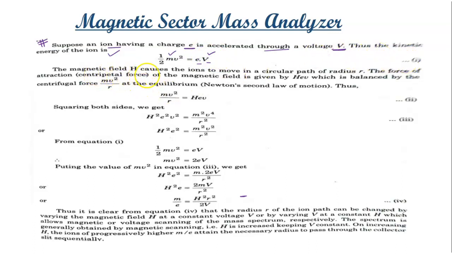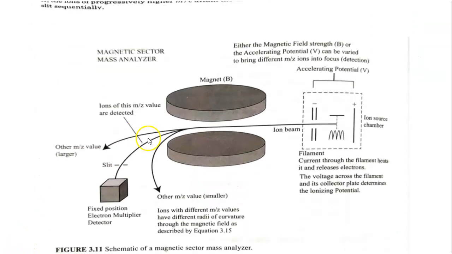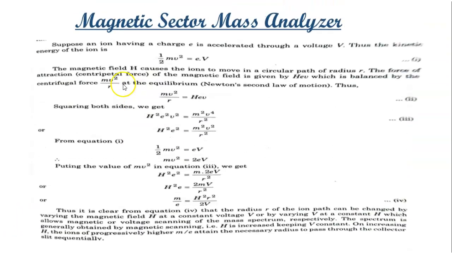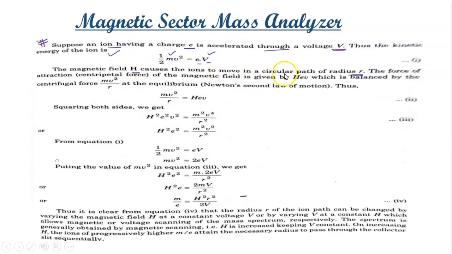Now what is happening, your magnetic field H is causing the ions to move in a circular path of radius r. You can see over here in that particular diagram, your ions are moving in a circular path like that. The magnetic field causes your ions to move in a circular path of radius r, and the force of attraction, also known as centripetal force, is given by HeV. It is balanced by the centrifugal force, that is mv square upon r, as per Newton's second law of motion. So you can equate this as such: mv square upon r is equal to HeV.